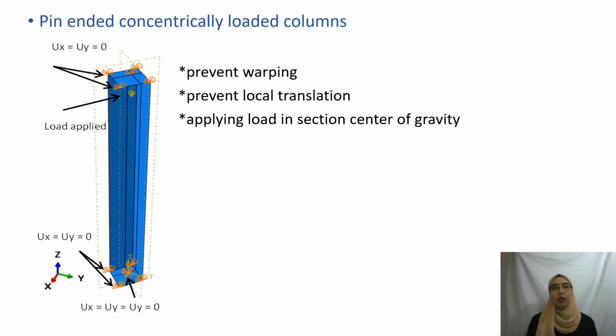Angle columns are attached to thick rigid plates at the ends to prevent warping, with local translation prevented at the corners of the plate and at the center of gravity of the column, where at one end the center of gravity prevents axial translation and the other end applies the axial force.